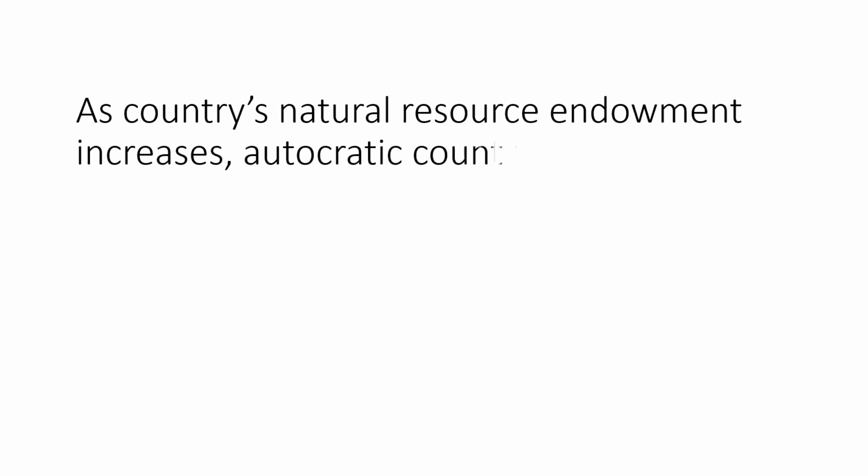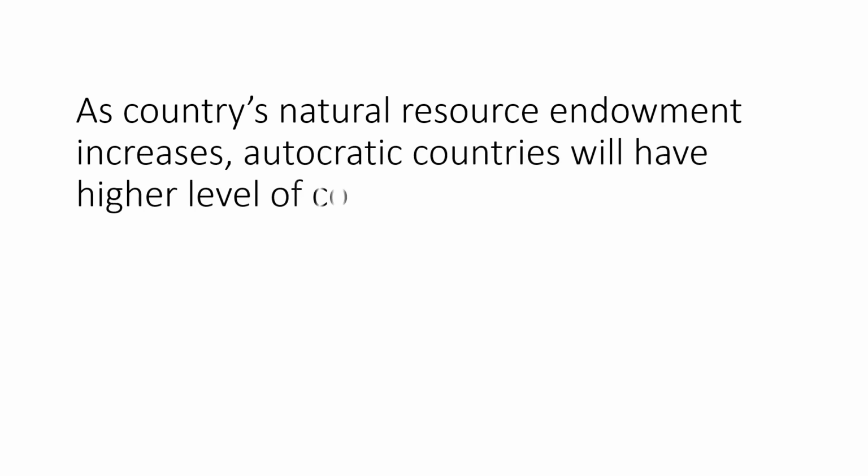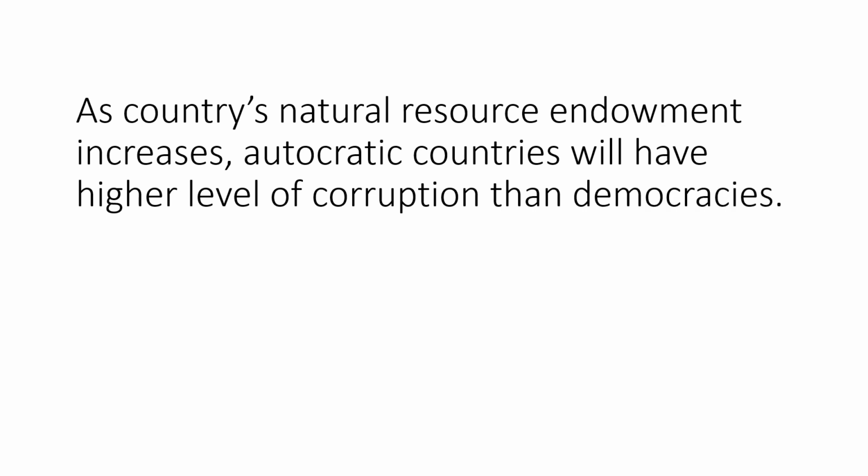We can translate this line of thinking into a hypothesis. For example, as countries' natural resource endowment increases, autocratic countries will have higher level of corruption than democracies. We call this hypothesis a conditional hypothesis because the effect of resources on the corruption is further conditional on the regime type of the country. In our case, whether it is a democracy or autocracy.